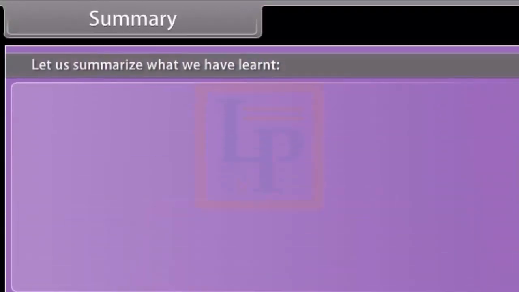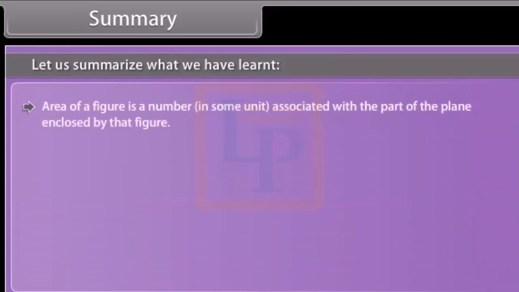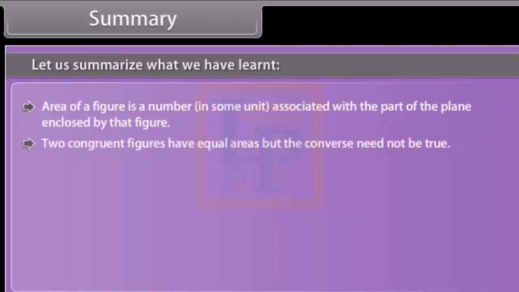Summary. Let us summarize what we have learned. Area of a figure is a number in some unit associated with the part of the plane enclosed by that figure. Two congruent figures have equal areas, but the converse need not be true.